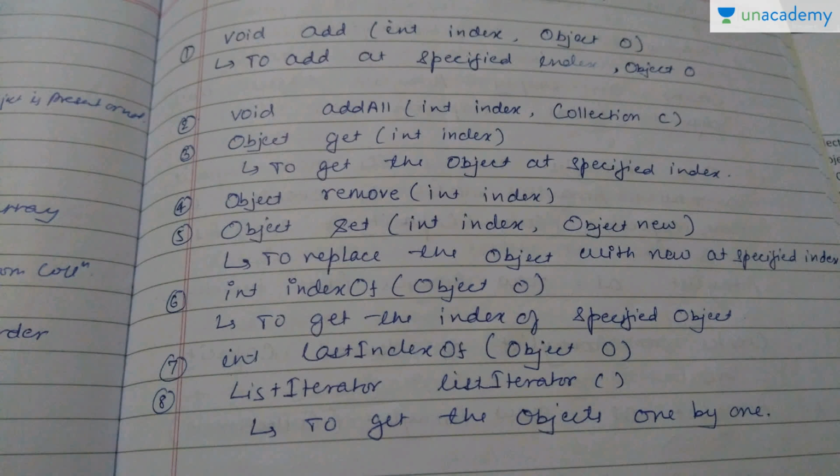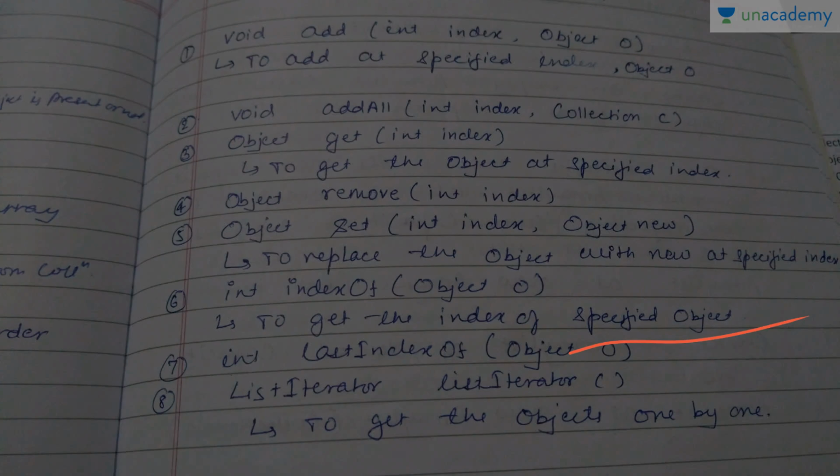The next one is int lastIndexOf(Object o). This will give us the last index of object o. So with this method we can get to know how many elements are there in that list, as the last index will be returned to us. Then the next method is listIterator. This is used to get the objects one by one. It is basically used to move through the elements of the list. So this was about the list.